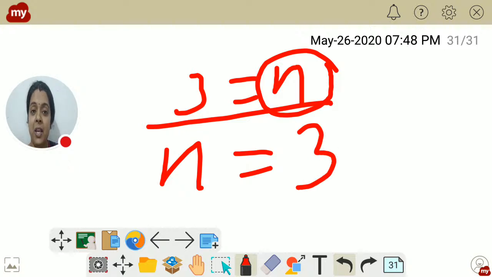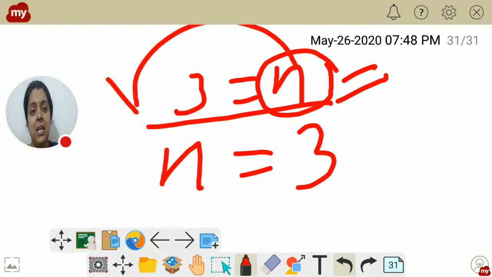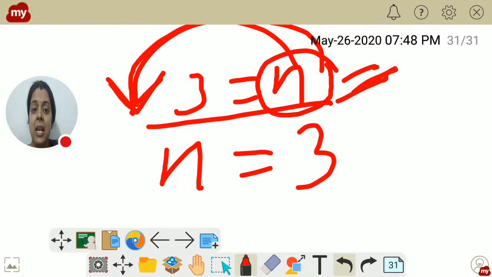Because whichever letter you want to find out, whichever equation you want to solve, the remaining terms should be shifted to the LHS side, or to the RHS side. Remember, the letter should always be on this side. If you have solved it and come to this side, you have to shift it to the LHS side. Hence, n is equal to 3.